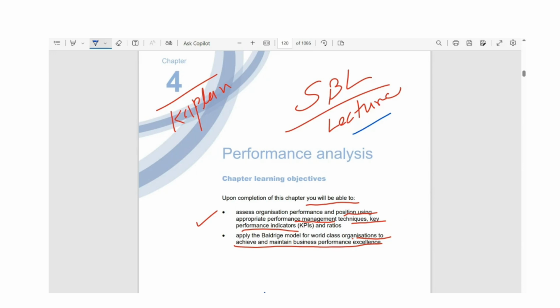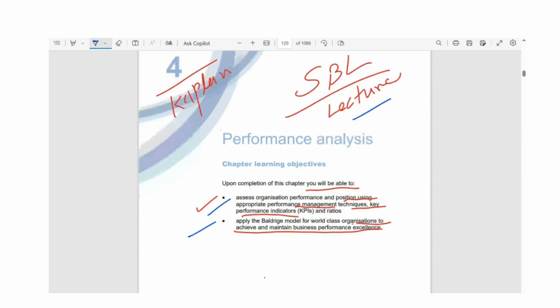Performance analysis we are going to do. In this chapter, our learning objective, we will assess the organization's performance and position by appropriate performance management techniques, and we'll see what the key performance indicators are, and apply the Baldrige model for a world-class organization to achieve and maintain business performance excellence. This is a US award given to the top performers in the business community.